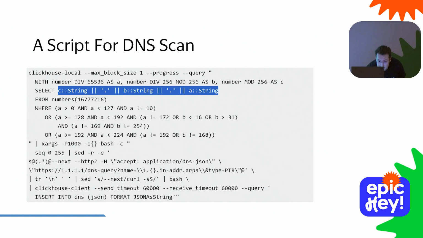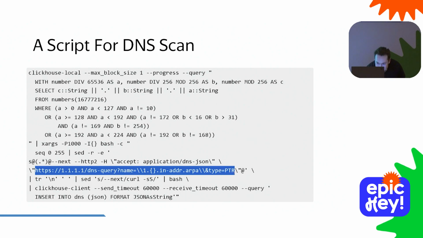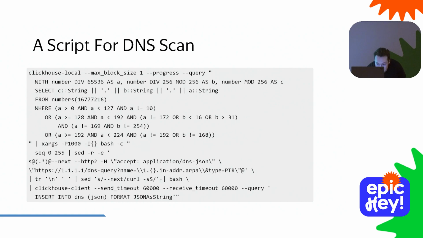Then I will pipe it to xargs for parallel processing and generate 256 numbers, and then compute and generate a command to call. This is just the preparation of the arguments to call. And here is the URL of Cloudflare DNS over HTTPS, and it will give the result, and I will immediately insert this result into ClickHouse. And here is the insert query.